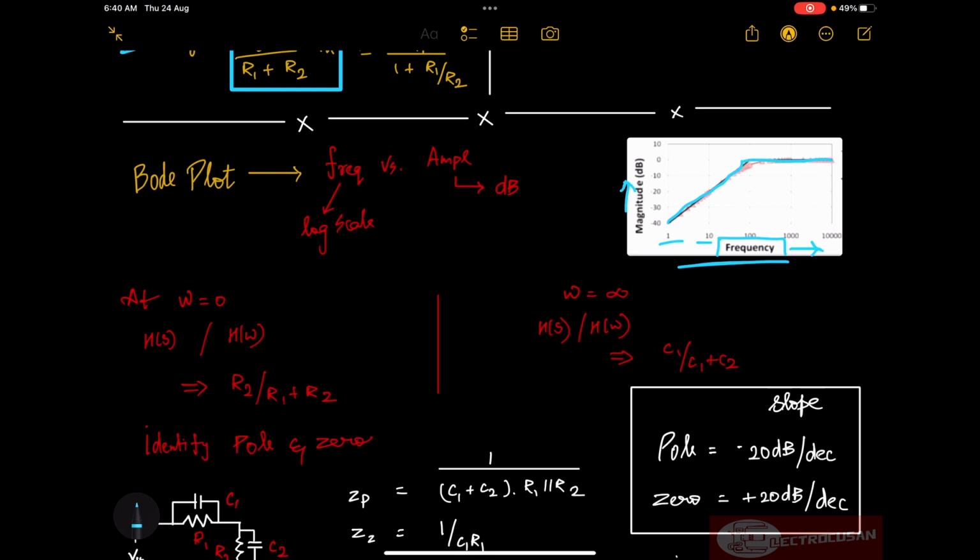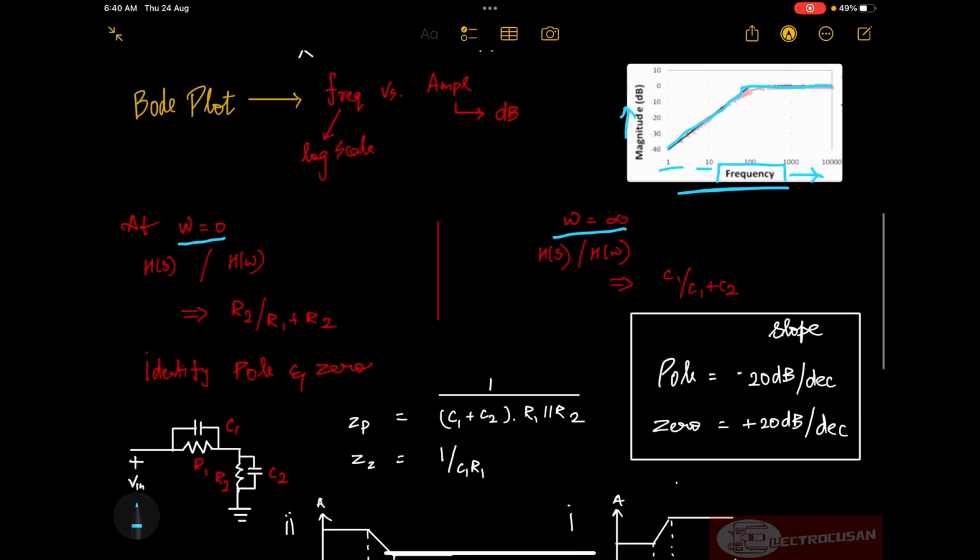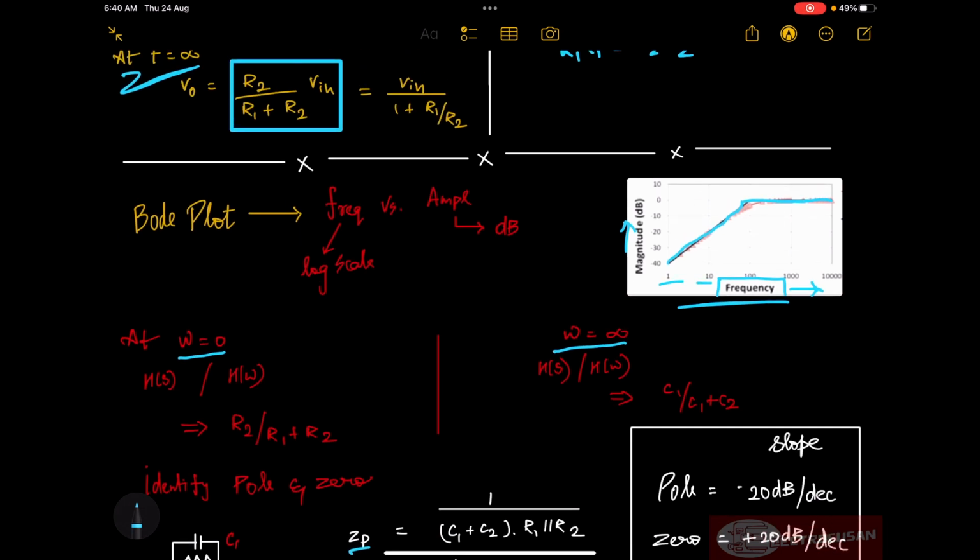Okay, so in order to find the Bode plot for a given circuit, one should know the response of the circuit at omega equal to 0 and at omega equal to infinite. One should also know the poles and zeros of the circuit. So first, we will try to find the response of the circuit at omega equal to 0.